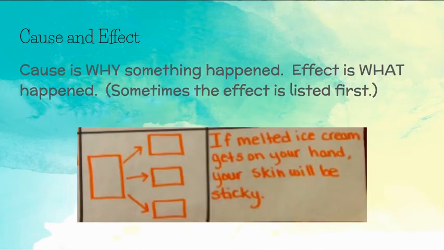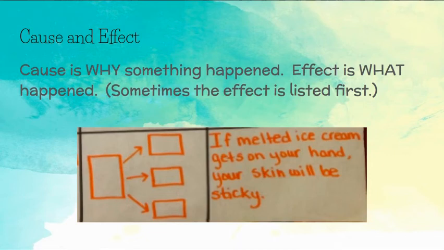The last structure is a cause and effect text structure. A cause is why something has happened, and an effect is what has actually happened. Sometimes the effect is listed first. So, coming back to our ice cream example, if melted ice cream gets on your hand, your skin will be sticky. The cause is the melted ice cream, and the effect is that your skin can get sticky.